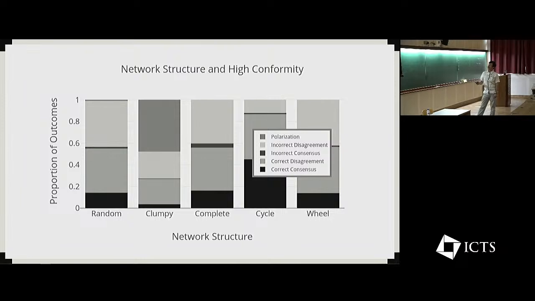In complete networks, you never get polarization. In complete networks, you get correct consensus and correct disagreement. More than half the time, everyone's performing the right action. Incorrect consensus happens sometimes, and then you just get some fraction of outcomes where everyone is performing the wrong action. Some people might believe that the better action is better, but they're all performing the wrong action.